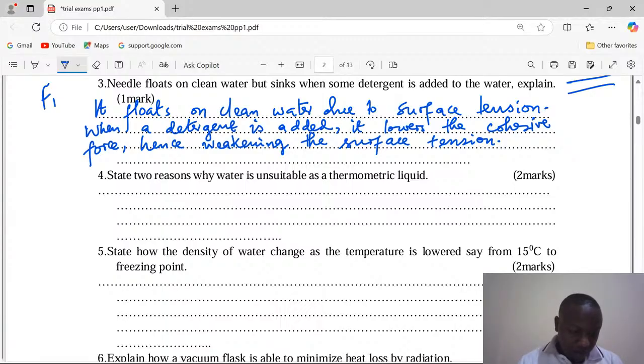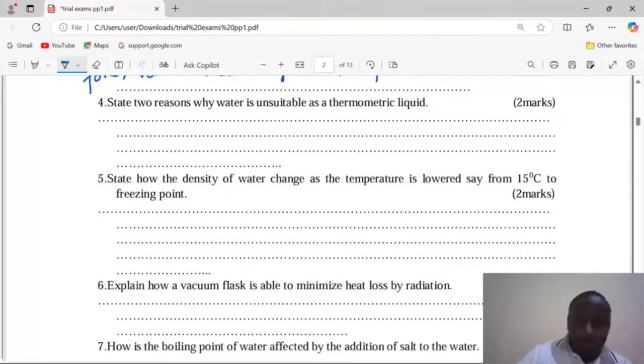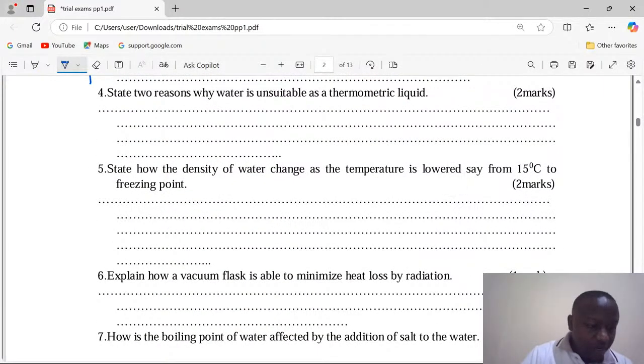Now we can continue. Sorry, there was a network issue, but now we can proceed. Number 4, state 2 reasons why water is unsuitable as a thermometric liquid. You begin by first of all knowing the properties which a thermometric liquid is supposed to possess, and we know them. So we identify the ones that water lacks.